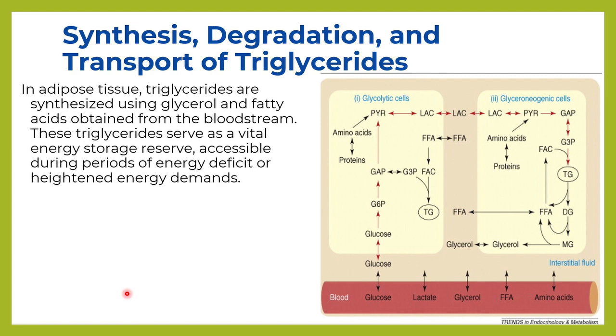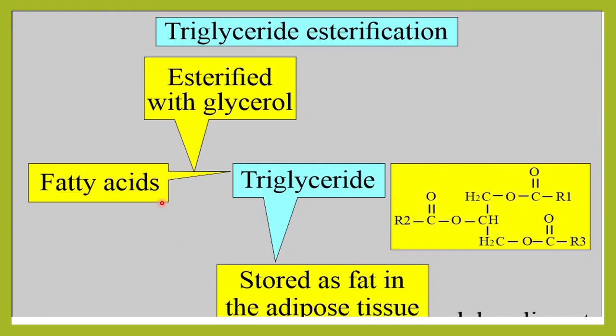So what happens is, whenever there is an energy requirement, it is this fatty acid which provides energy from the triglyceride. So it will use the glycerol and fatty acid and make them into triglyceride here. This esterification takes place of the fatty acid and glycerol, and after this esterification reaction, this is stored in the adipose tissue.